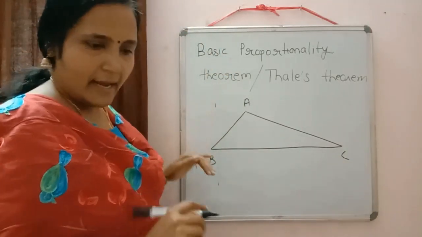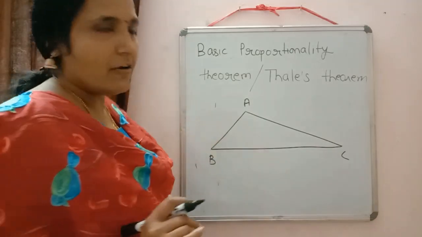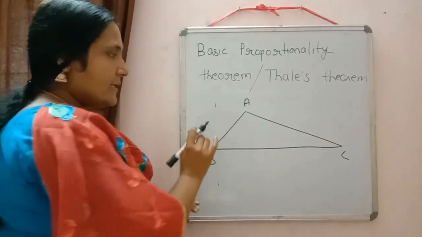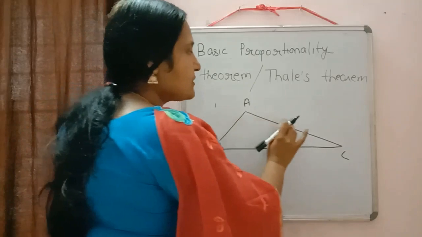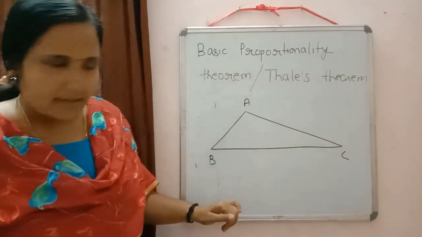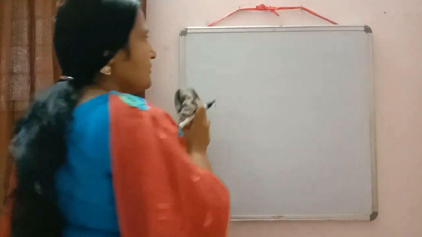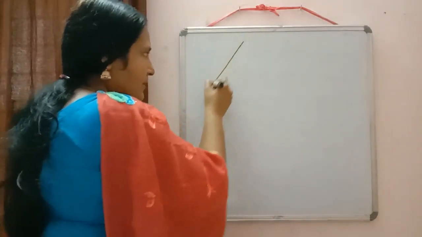So if in a triangle a line is drawn parallel to one side of a triangle and it is intersecting the other two sides at two distinct points. I think in this way if I will draw, it will be difficult for you to see. So I will draw here at the top there. A bigger one I can draw.